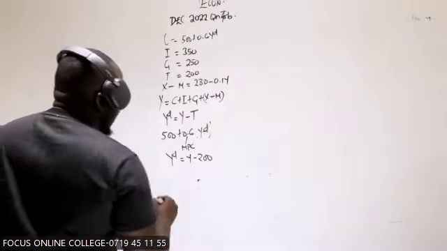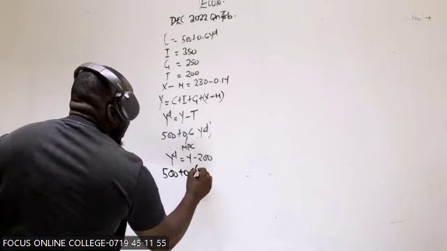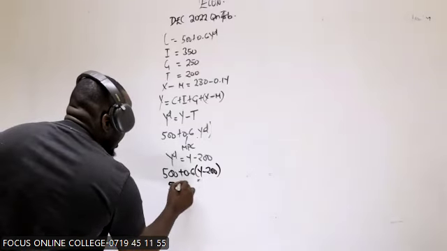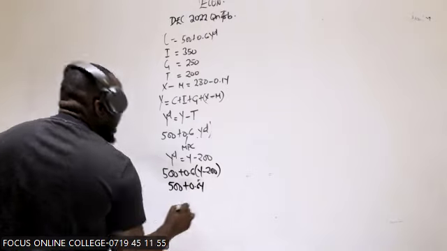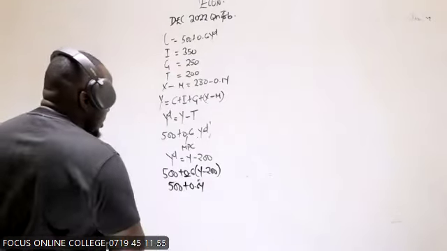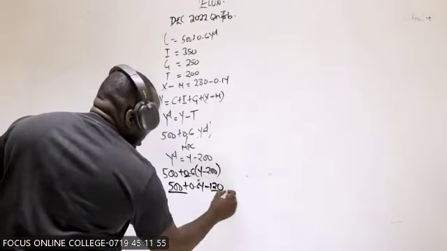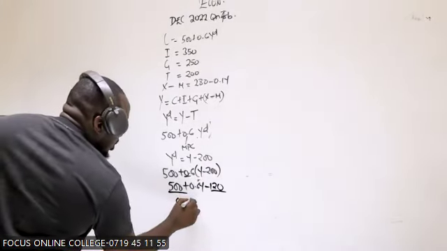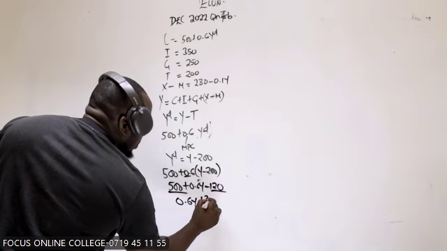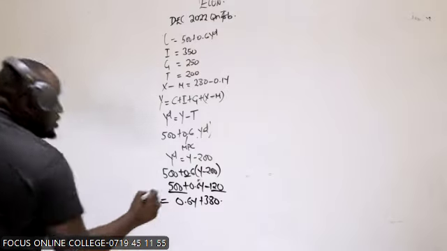So we say 500 plus 0.6 into bracket, Y minus 200. I break the bracket: 500 plus 0.6Y, and 0.6 times 200 is minus 120. I collect like terms: 500 minus 120 is 380, so consumption is 0.6Y plus 380.